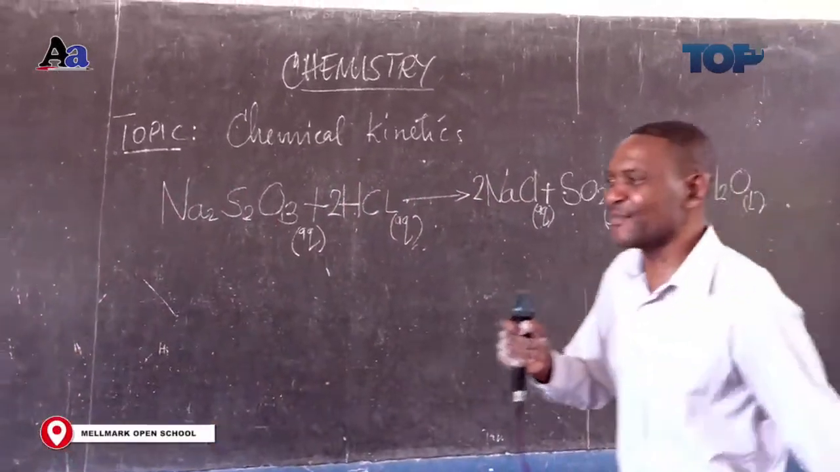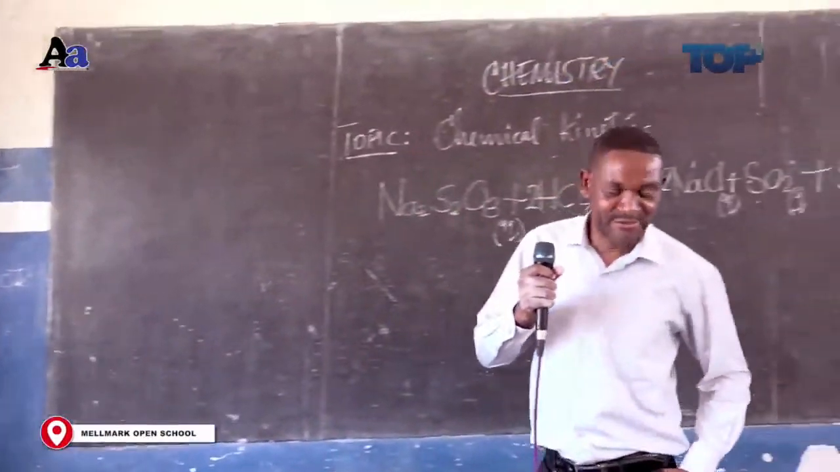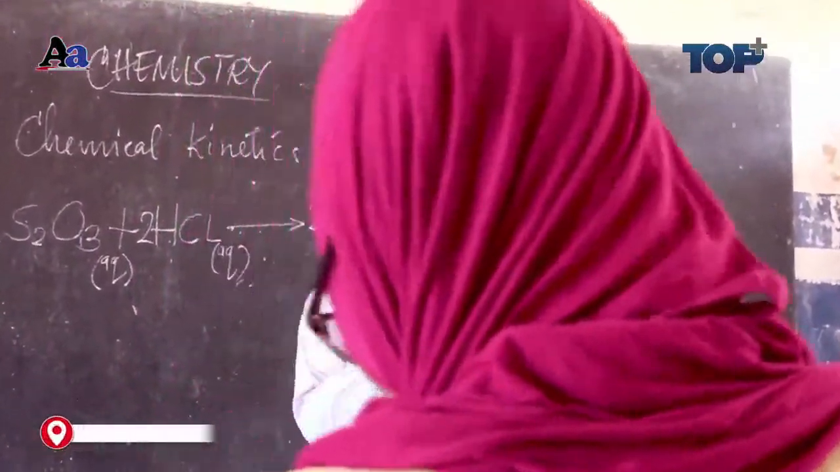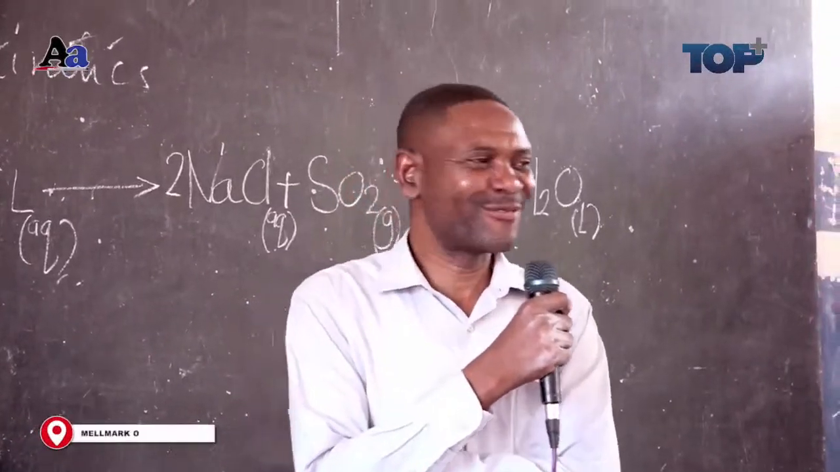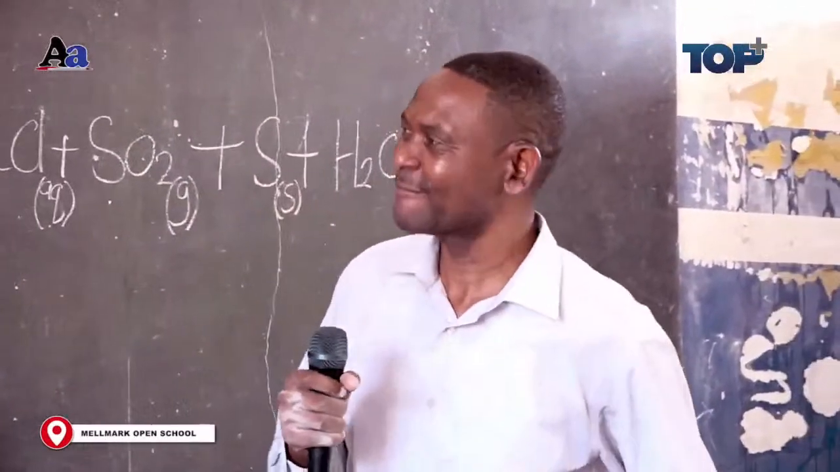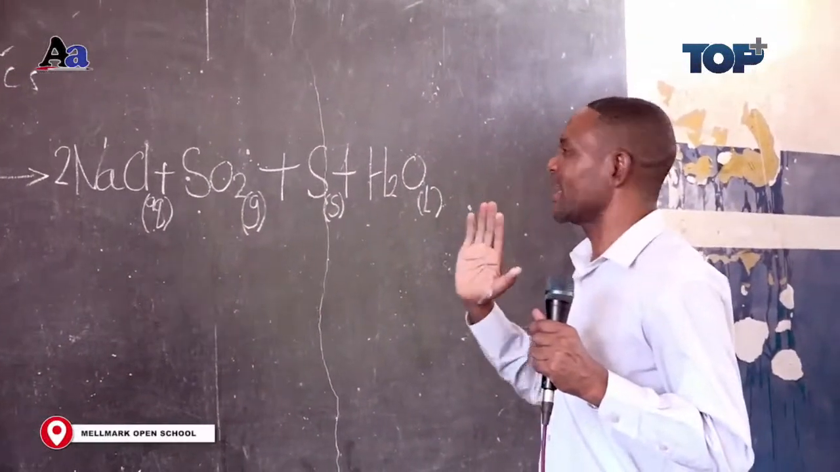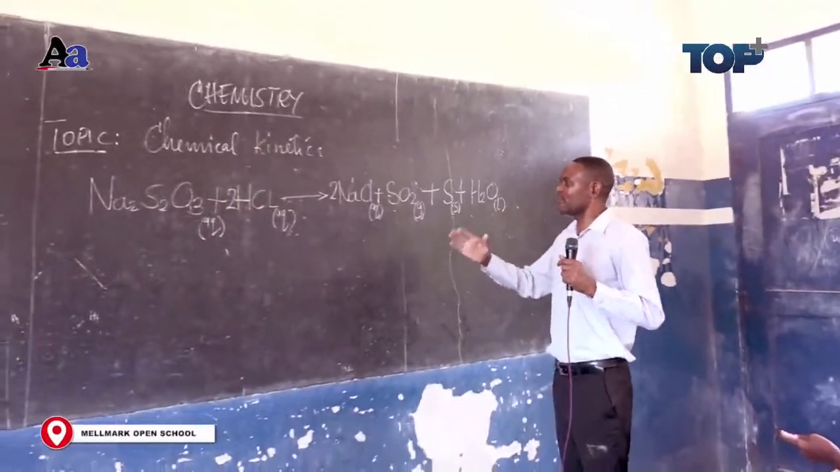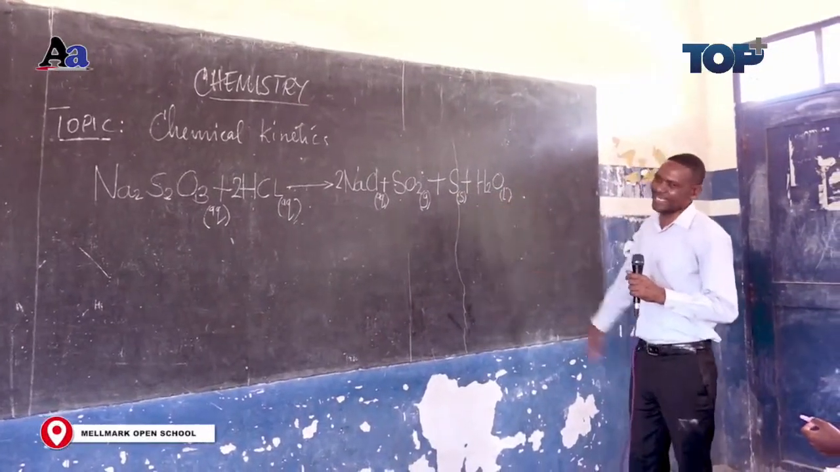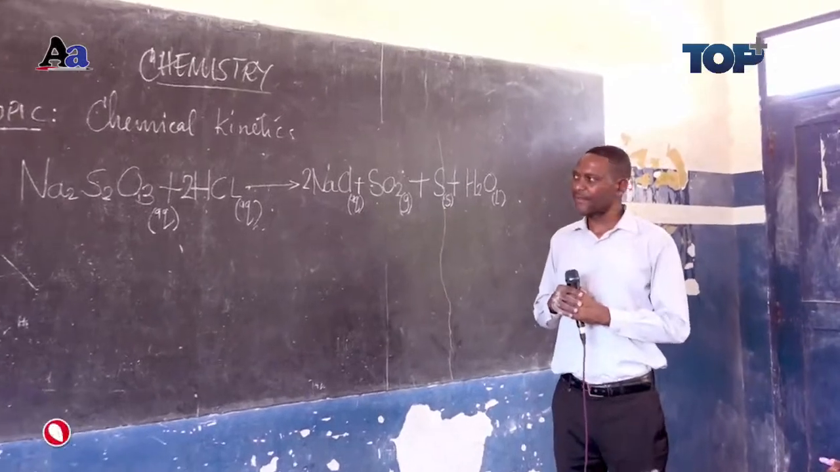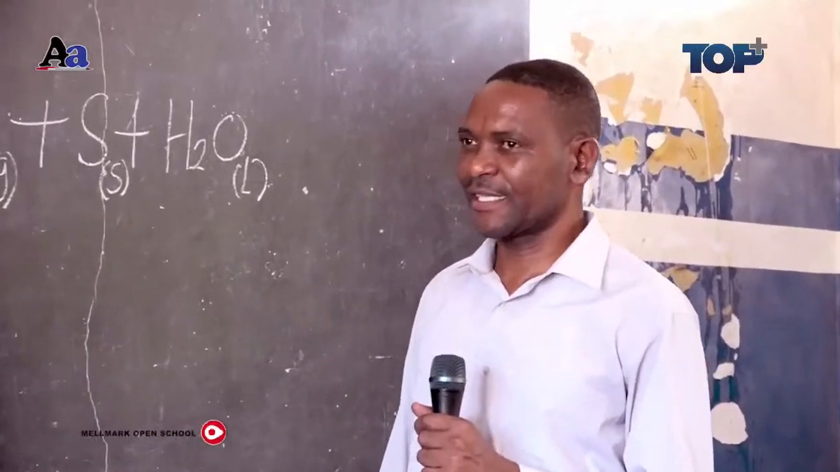Thank you. What is your good name again? My name is Mariam Venant Mapunda. Mariam Venant Mapunda, the future chemical processing engineer. Thank you. That is the equation. I have no comment. Everything is intact. Sodium thiosulfate, hydrochloric acid, you have sodium chloride, sulfur dioxide, sulfur deposits, and water are produced. That is the reaction that was taking place.